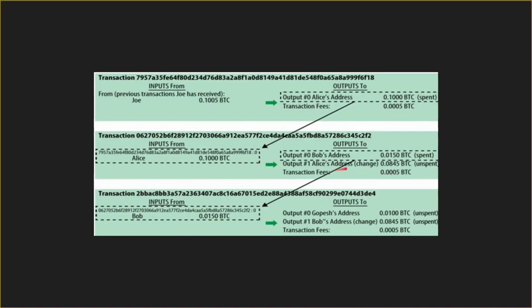Finally, Bob would receive this Bitcoin, this 0.015 Bitcoin. And then, let's say if he wanted to send it to Gopesh, and he sent it to Gopesh, we could see his unspent currency, the remaining balance on his address, and the sent amount, and also the transaction fees.